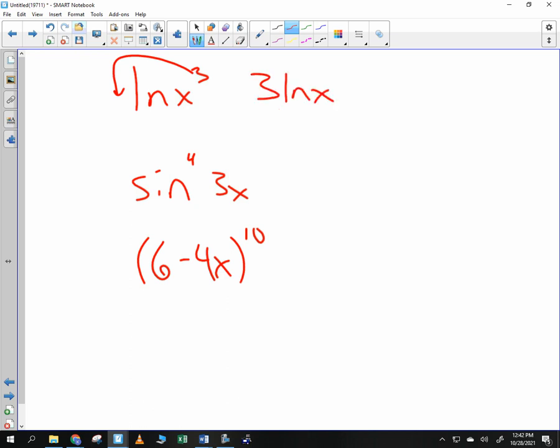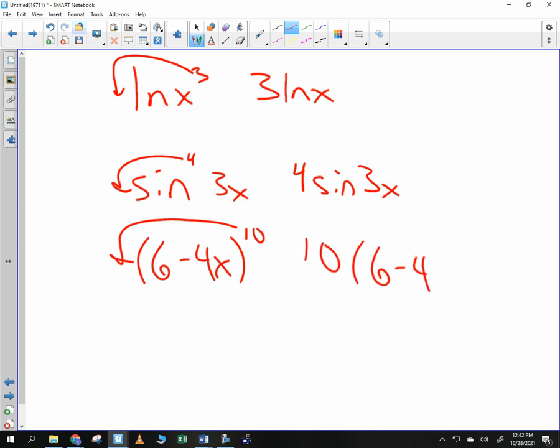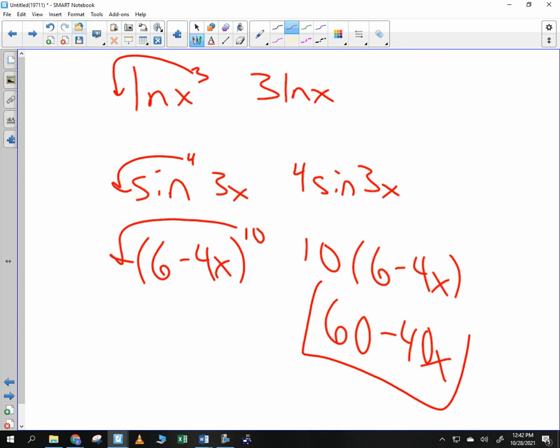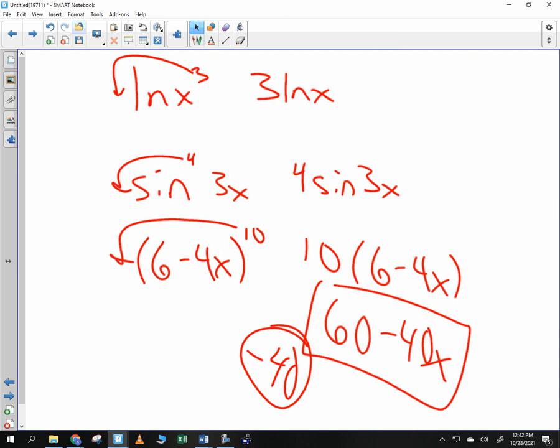But people like to move that even further. They're like, oh, just take the 4 out there. We got 4 sine of 3x. Can you do that? No. This is my favorite one. Like, well, just bring the 10 out. So we got 10 times 6 minus 4x. So it's just like 60 minus 40x. Yeah, done. Derivative negative 40. Boom! Totally illegal, right?